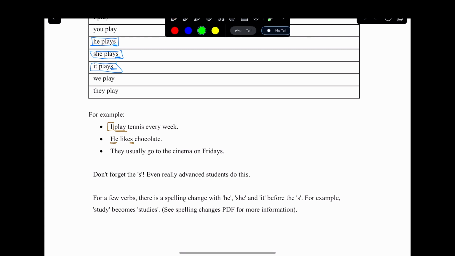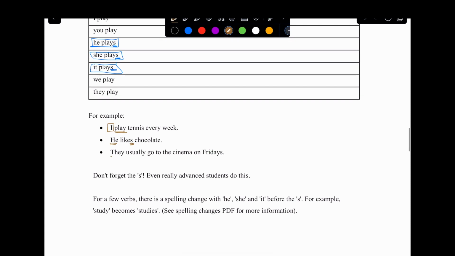They usually go to the cinema on Fridays. So هم أحيانا يذهبون إلى السينما في يوم الجمعة. So as subject they، لذلك استخدمنا go من غير أي إضافات.